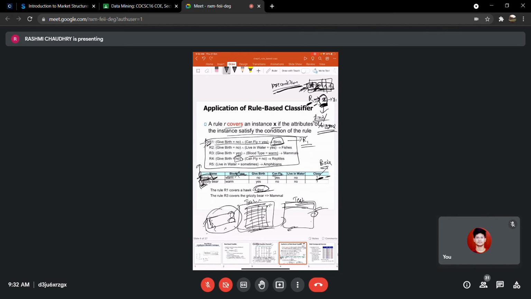Similarly, let's take another record, grizzly bear. Blood type is warm, gives birth, yes. Now this time it is yes. Can fly, no. Lives in water, no.